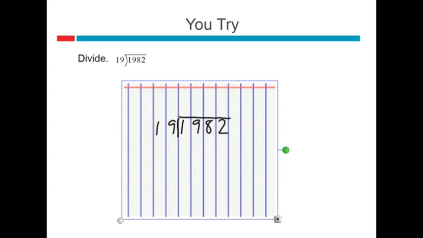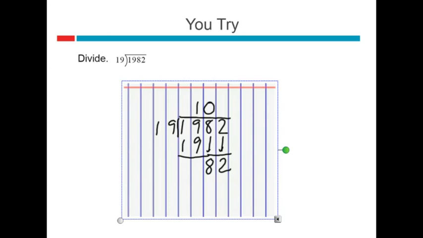19 does not go into 1, but 19 goes into 19 one time. So 19 times 1 gives me 19 back. So we get a remainder of 0. So all I have to do now is bring down the 8. Okay? Now, 19 does not divide 8. So we're going to mark off 0 tens in the quotient. And we'll bring down the 2.